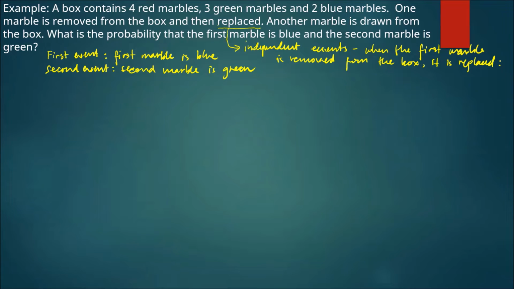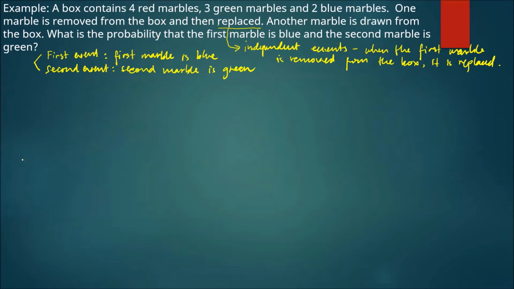Now, we can calculate the probability of these combined events using a tree diagram. Okay. So, how many different types of marbles do we have? So we have the red, the green, and the blue marbles, right?